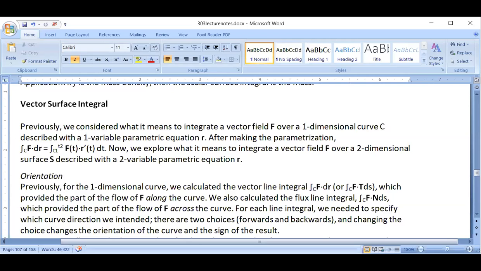And then further, for each line integral, we need to specify which direction we intended. There are two choices with a curve with endpoints. You can think of them as forwards and backwards. Changing that choice changes the orientation of the curve, and also changes the sign of the result. So that's all the stuff that we did before. So now what?